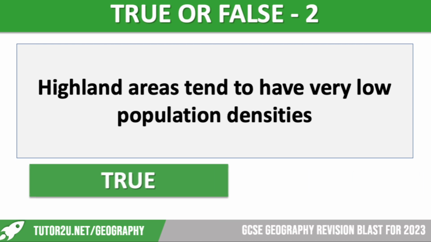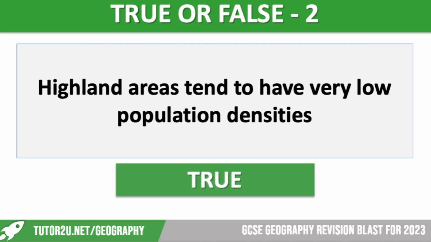Okay, let's have a look. It is true. So this is for a number of reasons. The main reason being that highland areas are just much more difficult to build settlements. So they have less accessibility. They tend to be quite isolated and remote. The relief of the land makes it very difficult to build. And also they tend to have a less favourable climate, so less people want to live there.